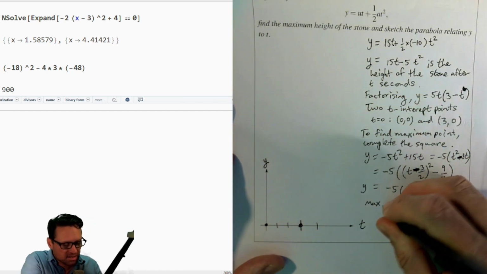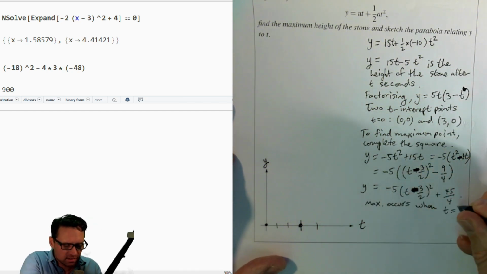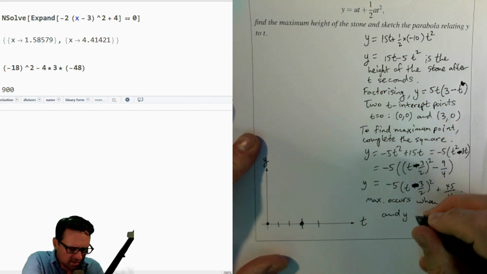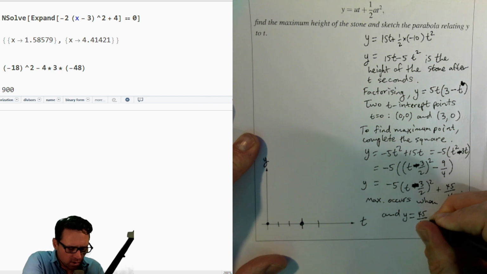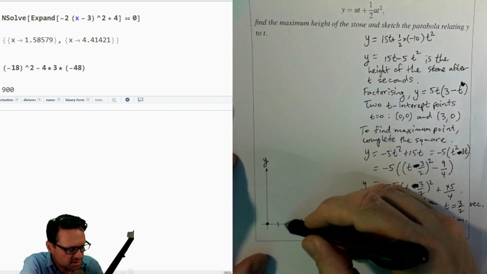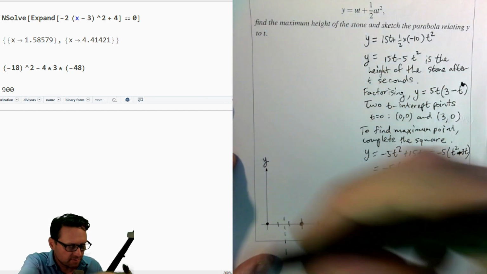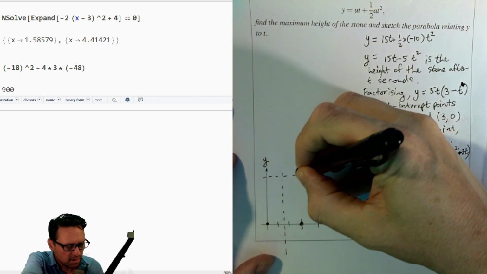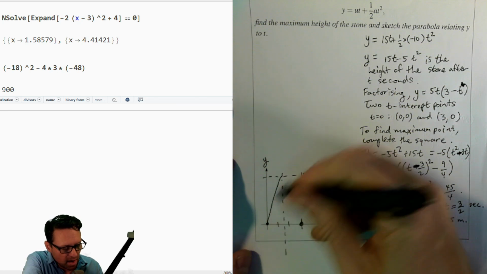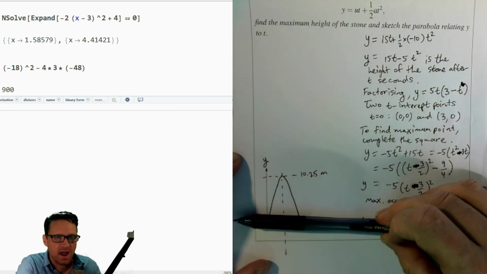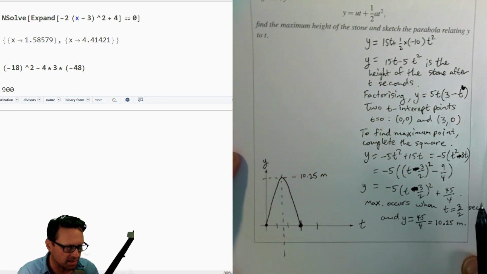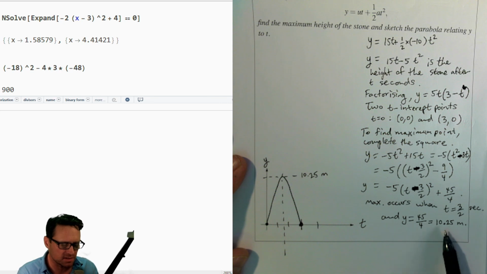Okay, so maximum occurs when t is equal to 3 over 2 seconds, right? So that's a second and a half. And y is equal to 45 over 4, which is 10 and a quarter. So 10.25 meters. Okay, so our axis of symmetry is half of 3, which is 1.5. Maximum here is 10.25 meters, and I just need to draw a parabola. Okay, now since the t-axis is the ground, I won't draw it below that. So that's the bottom there. Okay, so now to answer the question, find the maximum height of the stone. Well, the maximum height of the stone is 10.25 meters.